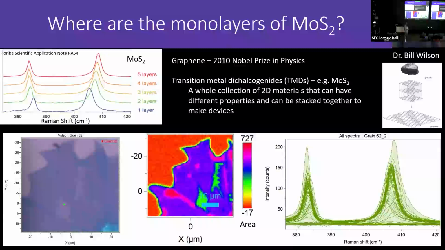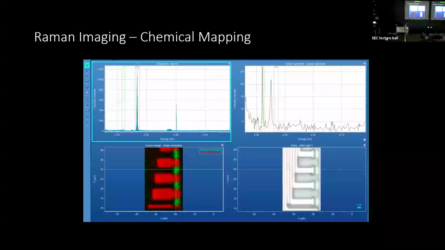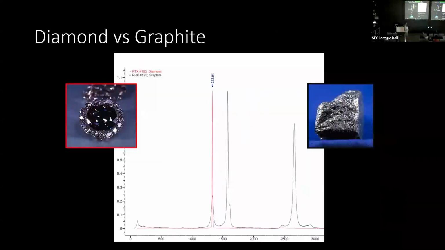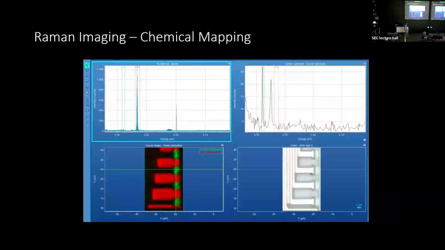And graphene, if I go back, in graphene, you have the ratio of the G and the 2D band. And this is a multi-layer piece of graphite, not a single layer of graphene. If it's a single layer of graphene, this peak at 2700 will be twice the peak at 1550.